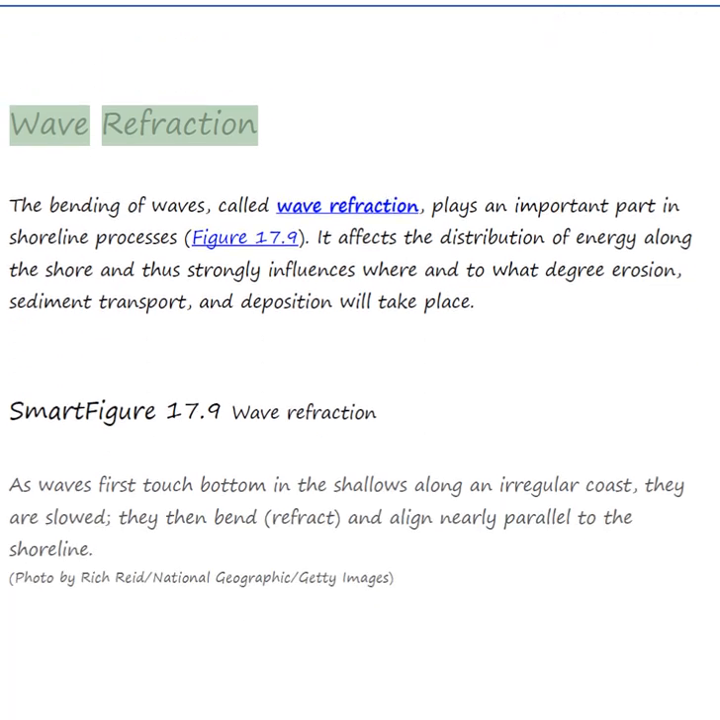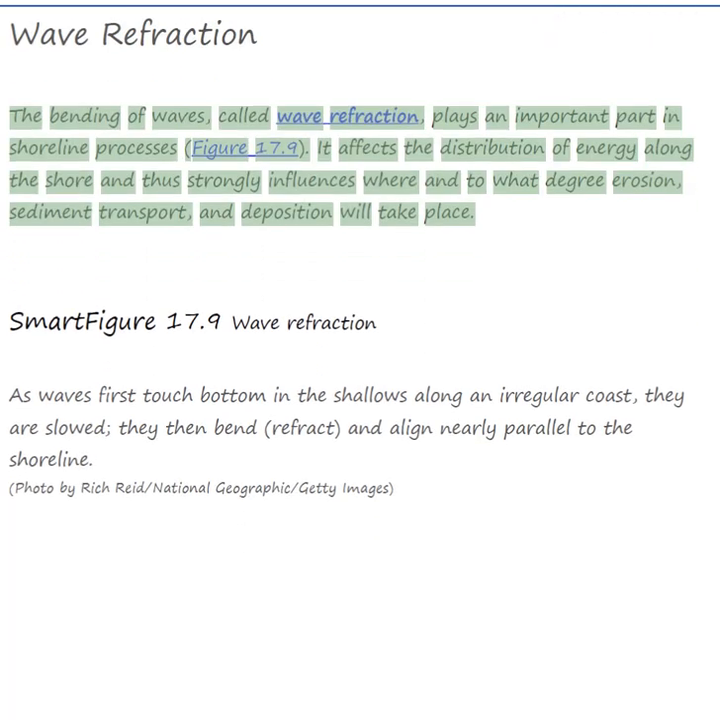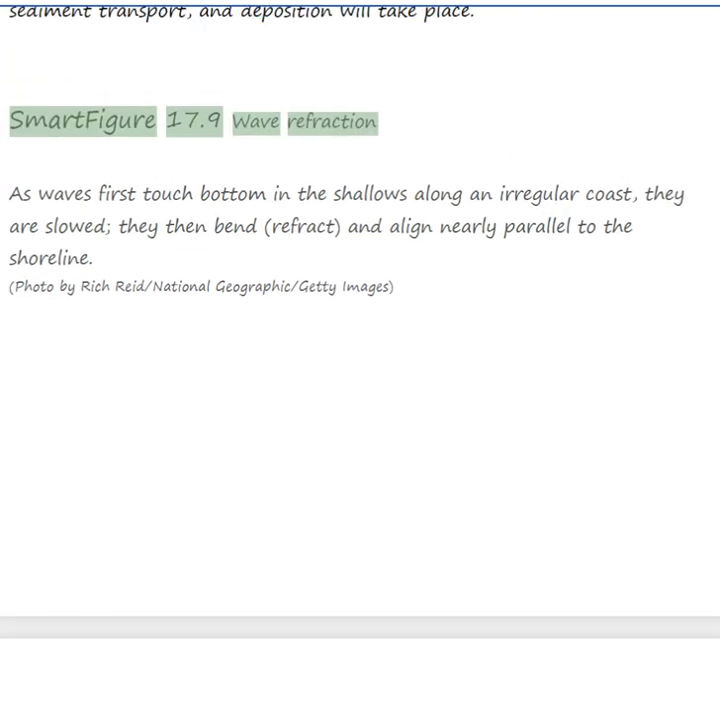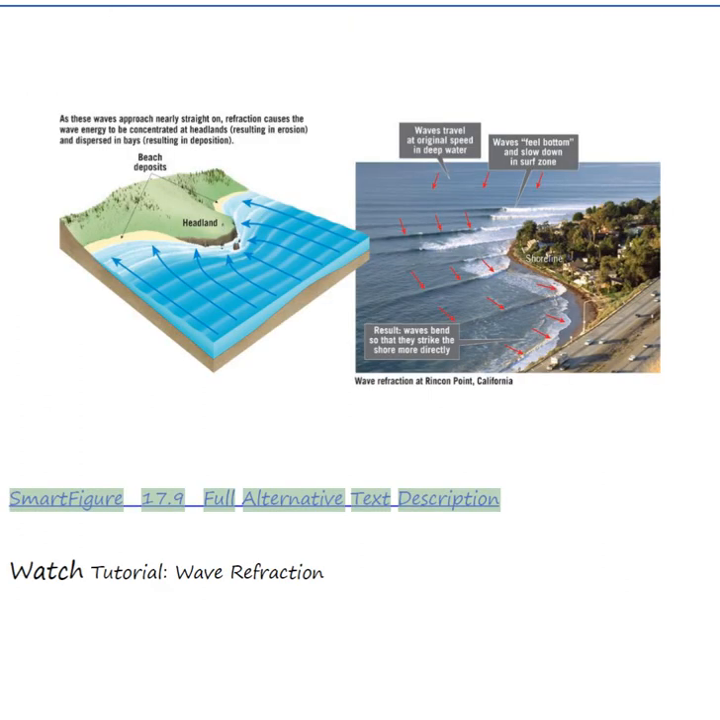Wave refraction. The bending of waves, called wave refraction, plays an important part in shoreline processes. It affects the distribution of energy along the shore and thus strongly influences where and to what degree erosion, sediment transport, and deposition will take place. As waves first touch bottom in the shallows along an irregular coast, they are slowed, then they bend and align nearly parallel to the shoreline. Smart Figure 17.9 Wave Refraction.